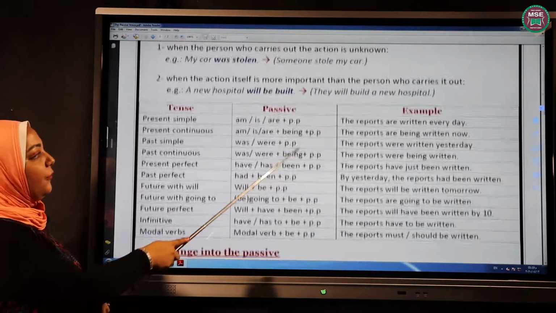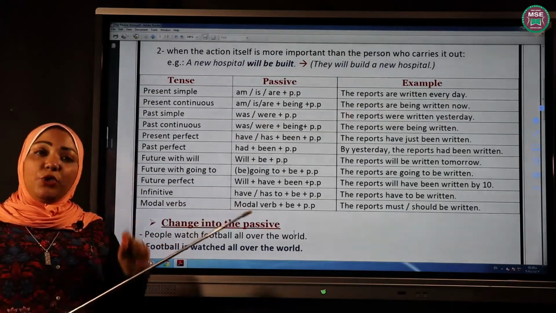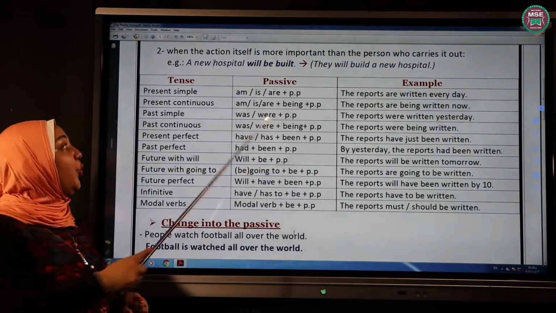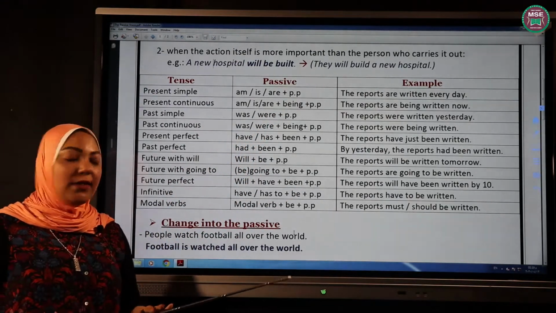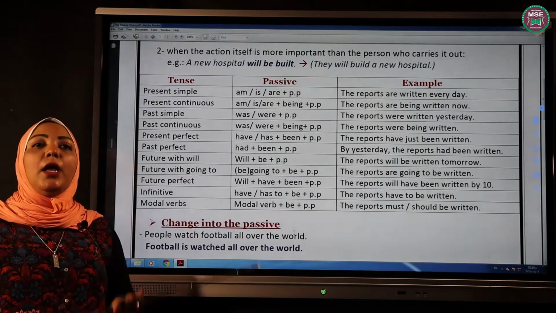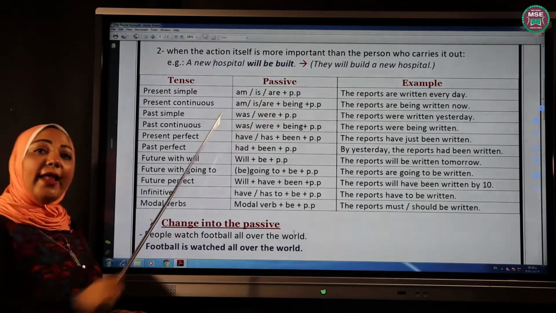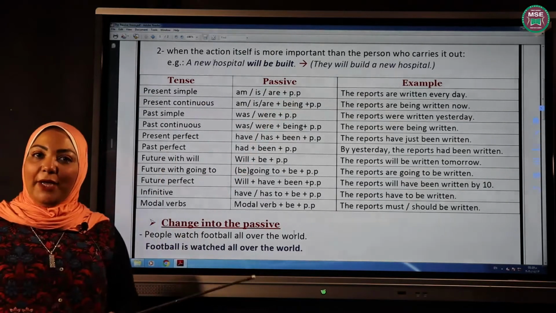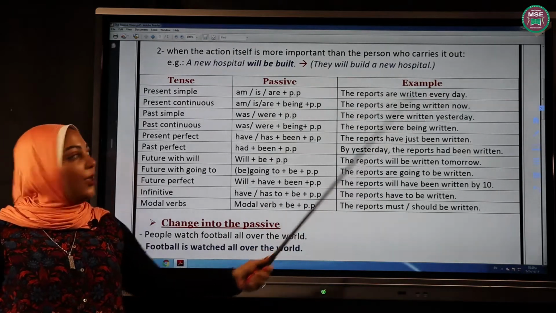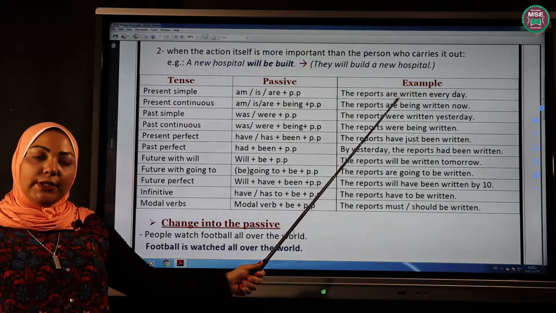Here is a table for you, okay, which shows you how to use verb to be in each tense, and then the past participle in order to form the verb of the passive voice. For example, if we have the verb or the tense as present simple, how can we use verb to be with it? It's either am or is or are. And then, don't forget the past participle of the main verb. Like, for example, the reports are written every day. So are, this is verb to be in the present, and then the past participle of write, written.